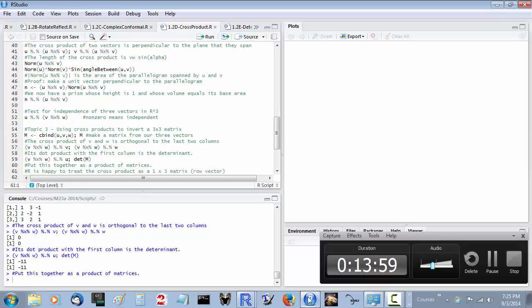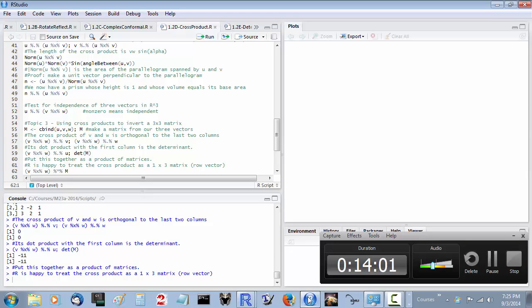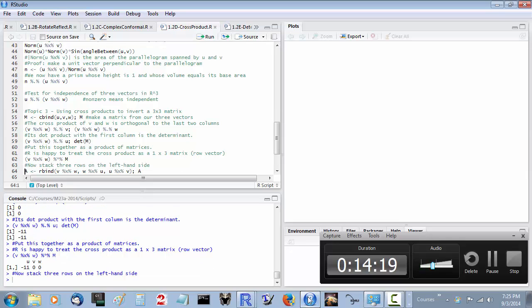Now, R is happy to treat the cross product of v and w as a 1x3 matrix if I put it on the left of the matrix M. So when I do this matrix multiplication of a 1x3 matrix by a 3x3 matrix, I'm going to get minus 11 when I multiply by the first column, which is u, and of course I'm going to get 0 for the other 2 columns.